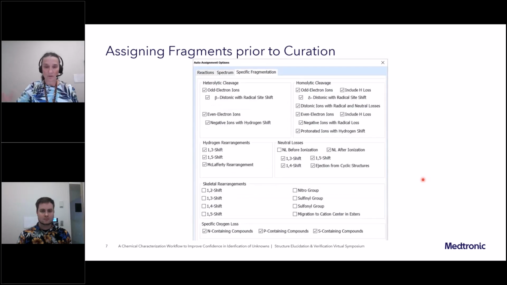And then you have these specific fragmentations that you can select. You can use the ones that are common for ESI techniques, and then you can also add the ones that you would want for the GCMS, which is basically blowing the molecule to bits.